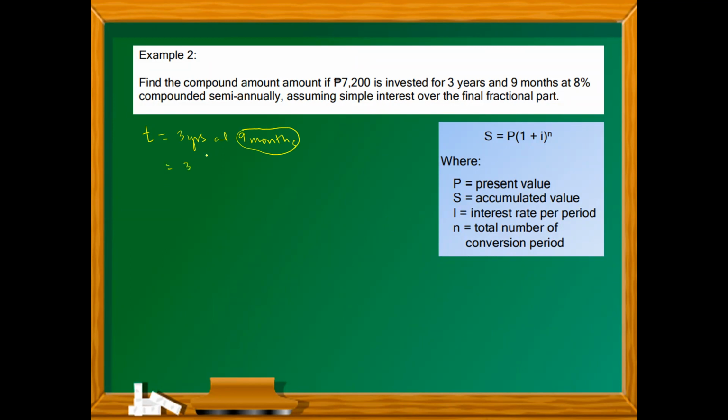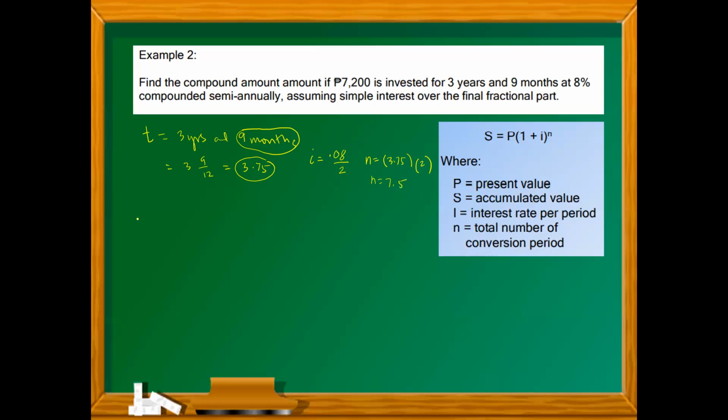So, this is like 3 and 9 over 12 years. And this equals 3. Well, it doesn't matter whether you present your answer in fraction form or in decimal, as long as they're equivalent, of course. So, this is 3.75, right? Now, we know that our I equals 0.08 divided by, again, it's compounded semi-annually, this is 2. And then our N is the product of the time, which is 3.75, and again, 2. So we have N equals 7.5, right?